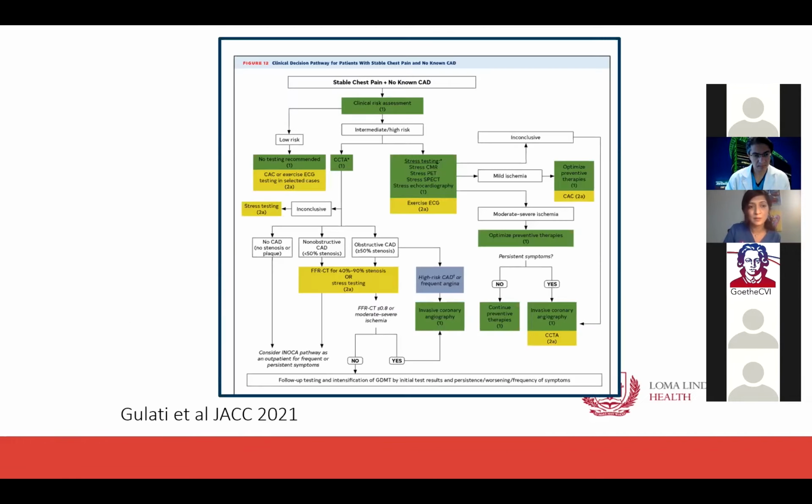Next slide. So if we look at the present guidelines again, for stable chest pain, this patient falls into the high risk category given his comorbidities, his family history, as well as smoking status, and stress CMR again falls into the class 1 indication for this patient. Next slide.